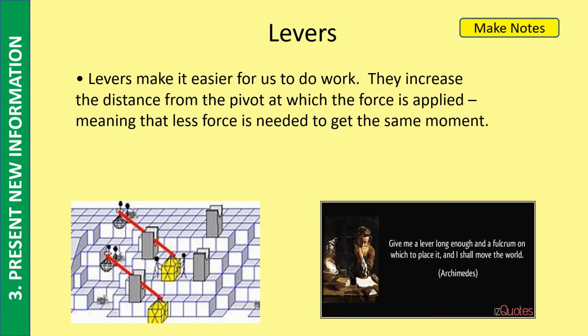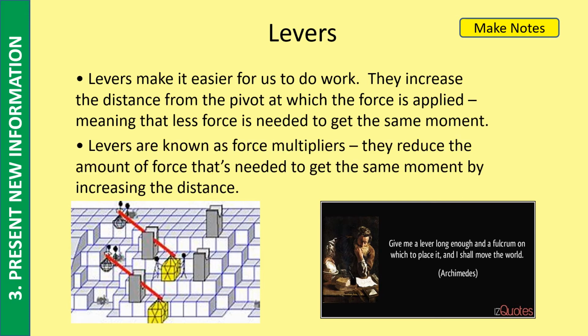Levers make it easier for us to do work. They increase the distance from the pivot at which the force is applied, meaning that less force is needed to get the same movement. Levers are therefore known as force multipliers. They reduce the amount of force that's needed to get the same moment by increasing the distance. Now, examples of where this has been used include the pyramids, which the Egyptians built using simple levers. And this is also the reason why Archimedes, the Greek, once said, "Give me a lever long enough and a fulcrum on which to place it, and I shall move the world."